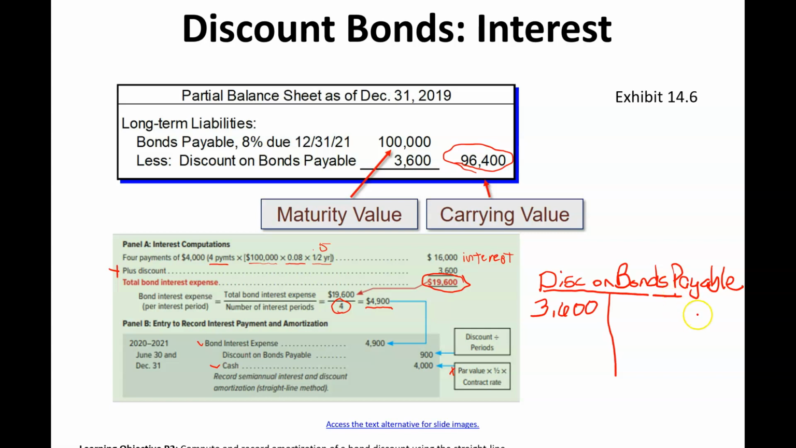We have 4 interest payments that we're going to make. The first interest payment, we credit discount on bonds payable $900. And then we'll do it again for the second interest payment of the first year, and then the first interest payment of the second year, and then the second interest payment of the second year, and then discount on bonds payable at that point will actually be 0.